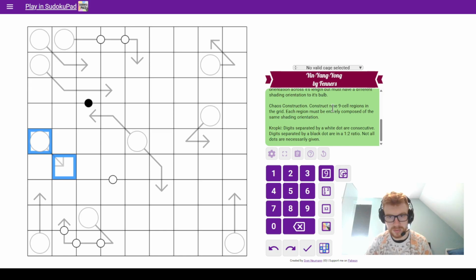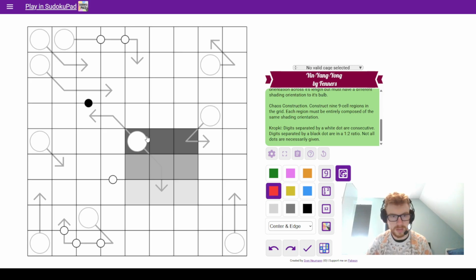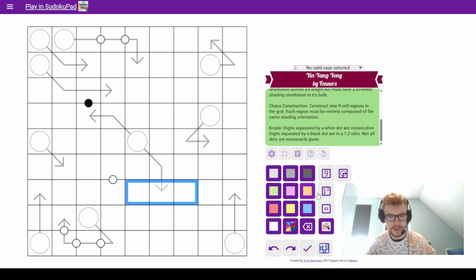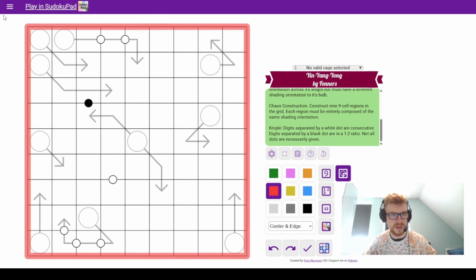And then chaos construction. Construct nine cell regions in the grid. Each region must be entirely composed of the same shading orientation. Okay, that's just normal. I'm going to spend some time choosing a color for the regions because I'm not going to use black. If I use black here, I think red. Yeah, I think I'm going to use red regions for this puzzle. Let me go back. And just to remind myself, red across the edge.